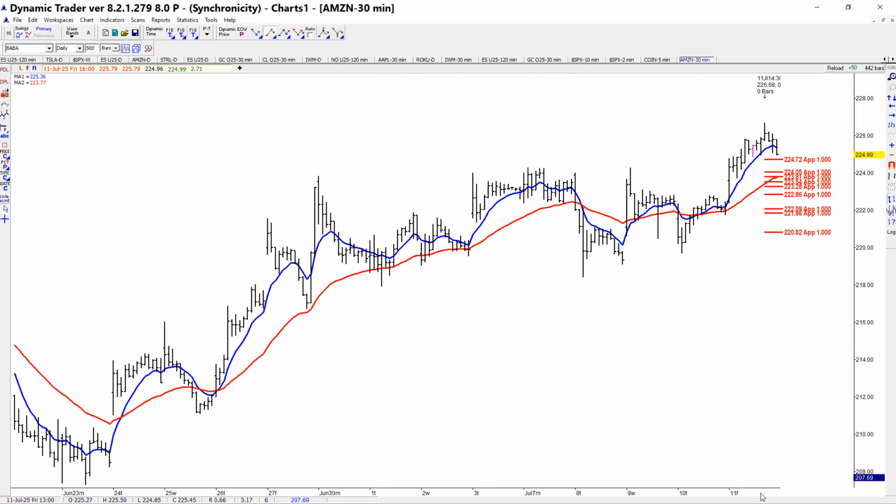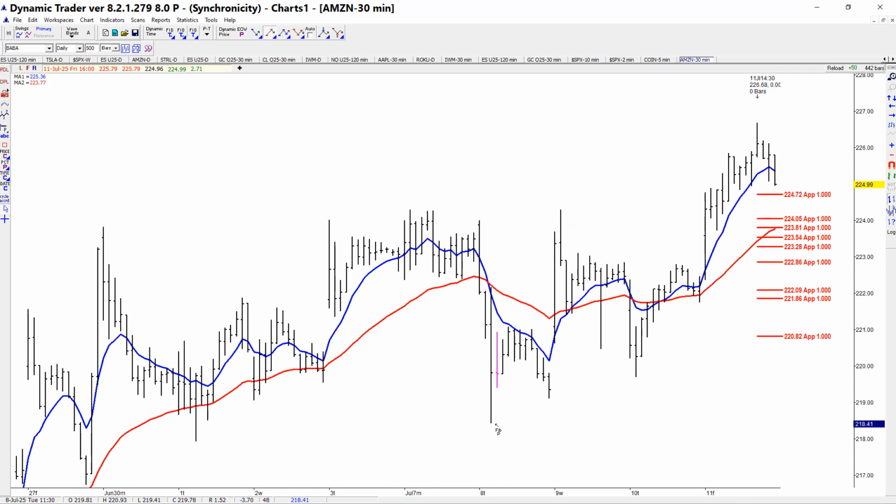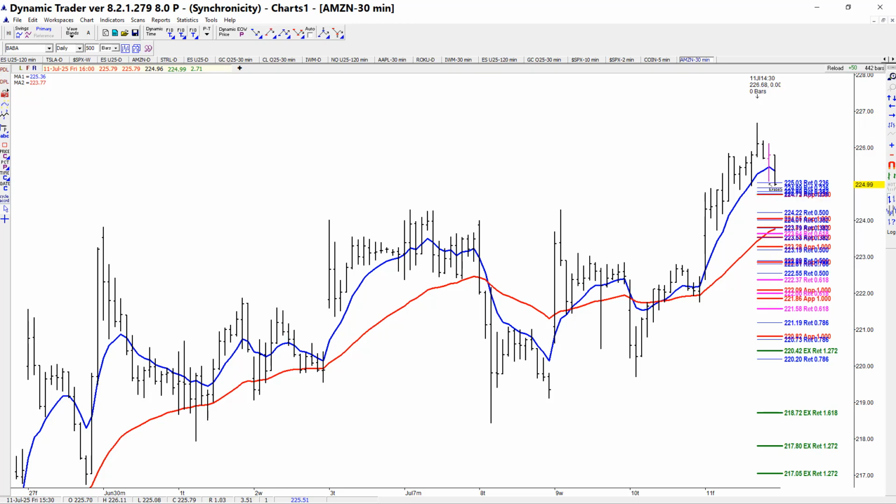Now I'm going to do the overlying retracements. So I'm going to go from the low to the high, from the low to the high, from the low to the high, from the low to the high. And I'm just going to clean it up. I don't need all these 382s and 236s. I just like a nice, clean looking chart.